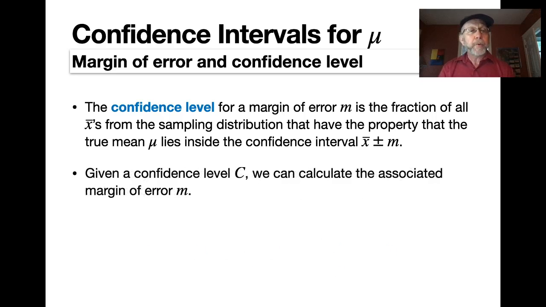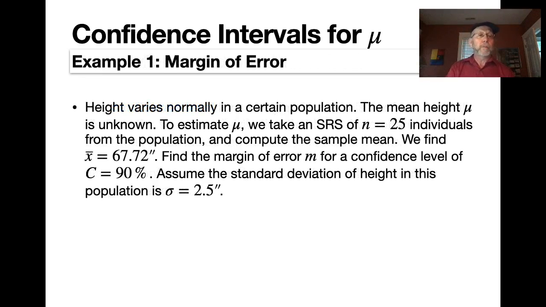So given a prescribed confidence level C, we can calculate the associated margin of error m, and we can then put together the confidence interval that will be our estimate. So let's take a look at an example.